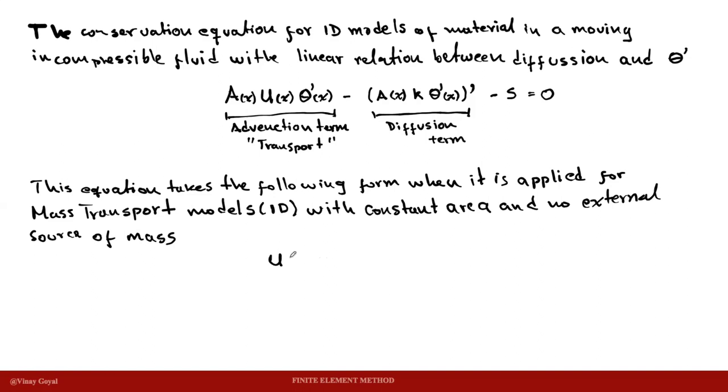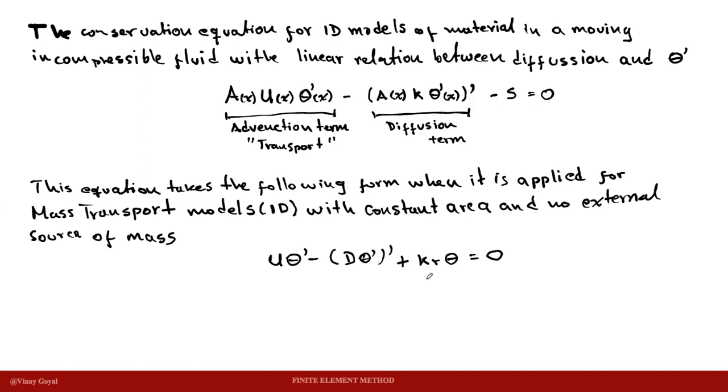U theta prime, minus D theta double prime, where D is the same K above, so it's the diffusivity term. And we have now this extra term here, which is KR theta, equal to zero. KR is the reaction rate that accounts for the reaction between the dilute material and its surroundings. So now that we have this equation, we can develop the weak form.